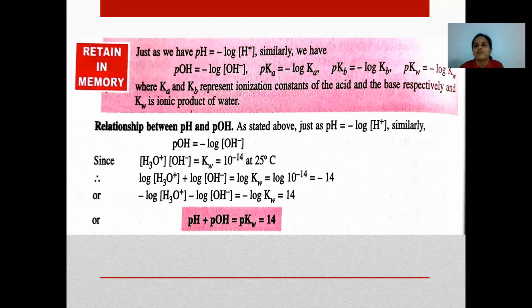Or pH plus pOH is equal to pKw, which is equal to 14. So keep in mind this formula, pH plus pOH is equal to 14, and its value is equal to the value of pKw, that is 14. So this formula will be applicable for you in the numerical of this pH problems. So let's see ahead the numerical problem.